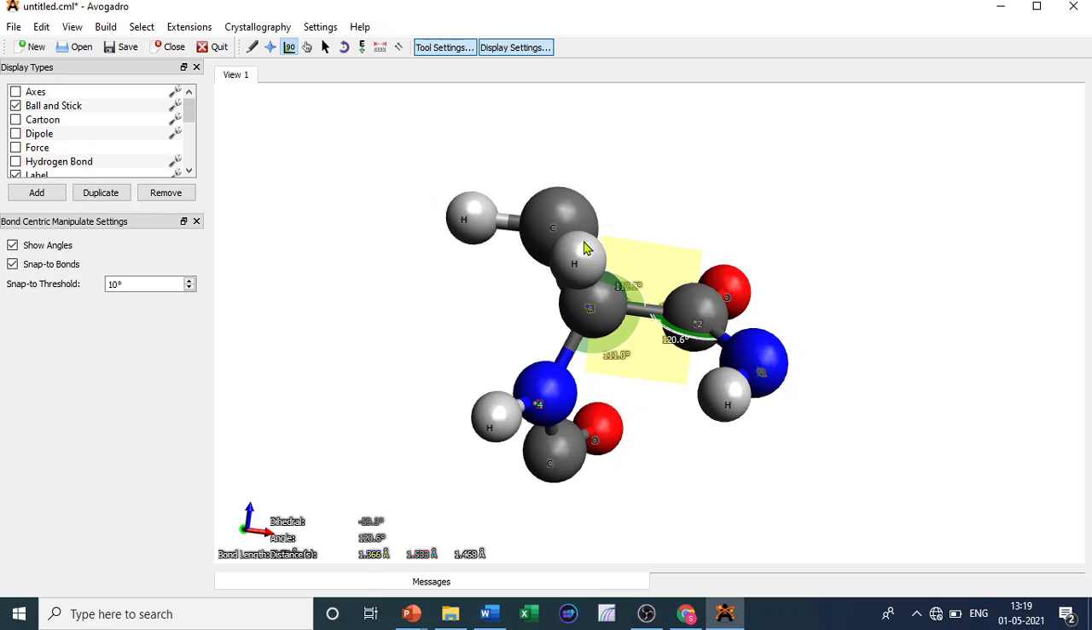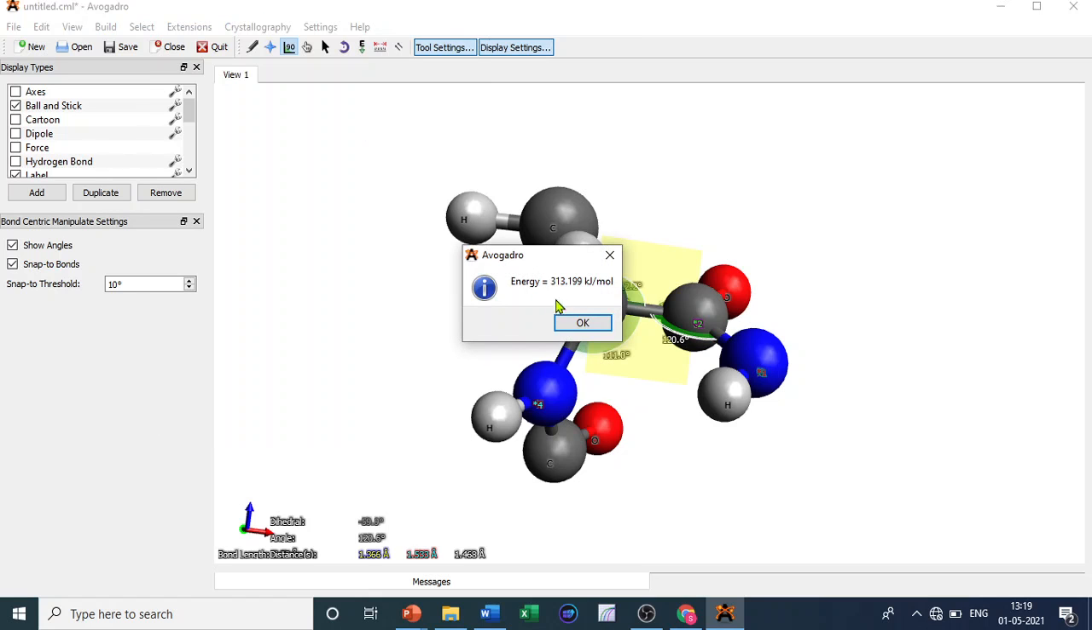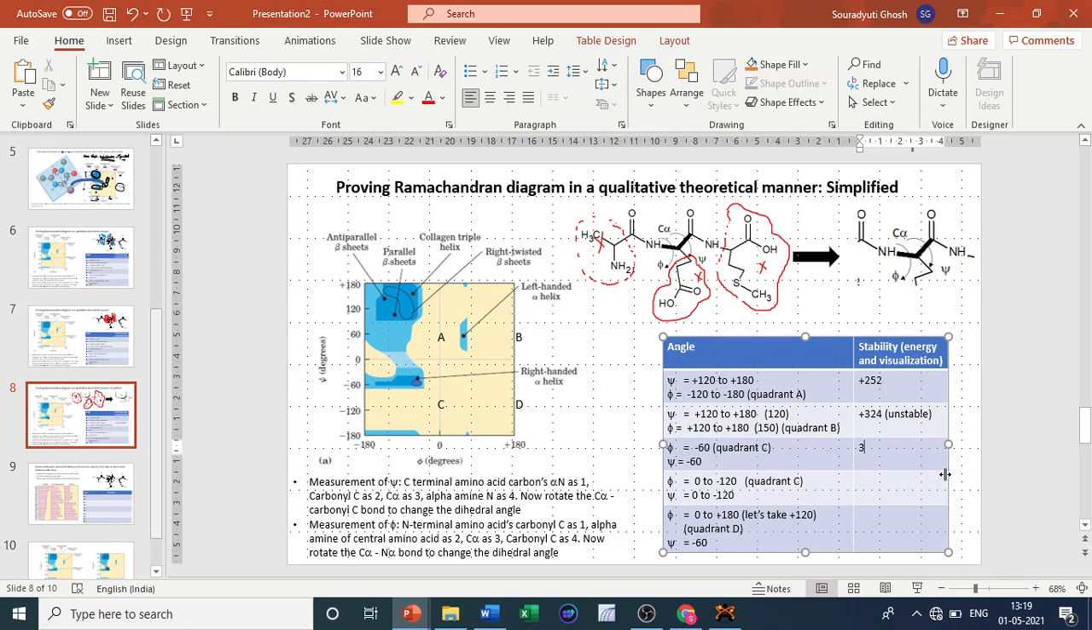So let's try this to see what energy this is. So this is 313.199. Okay, so that is 313. Okay, so that is this region. So again, the energy is slightly less than this. So we are seeing some structures right here. So 324 became not so stable, but 313 is slightly stable. So we are seeing some structures right here. Okay, so that is that.